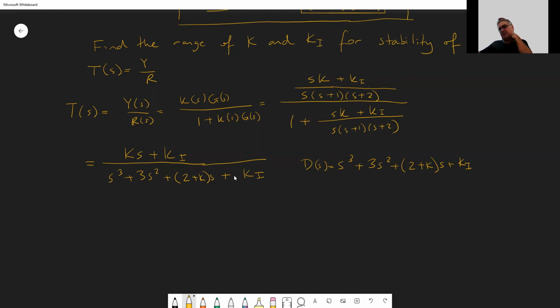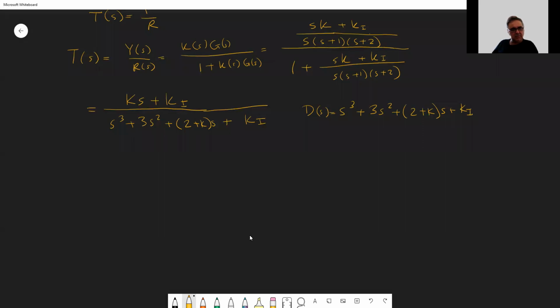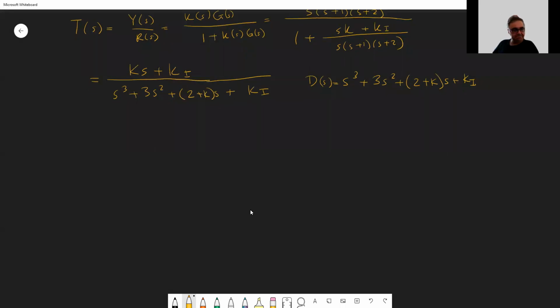All the terms should be positive. So we can say that Ki should be positive, and 2 plus K should be positive, which means that K should be greater than 0. That's a necessary condition, but not sufficient. We should do more than that. Using the root array, we can find it. S cubed, S squared: S cubed is 1 and 2 plus K, and S squared is 3 and Ki.